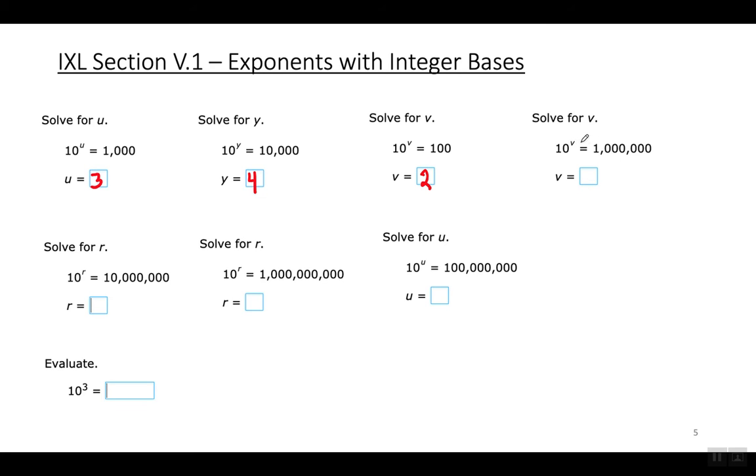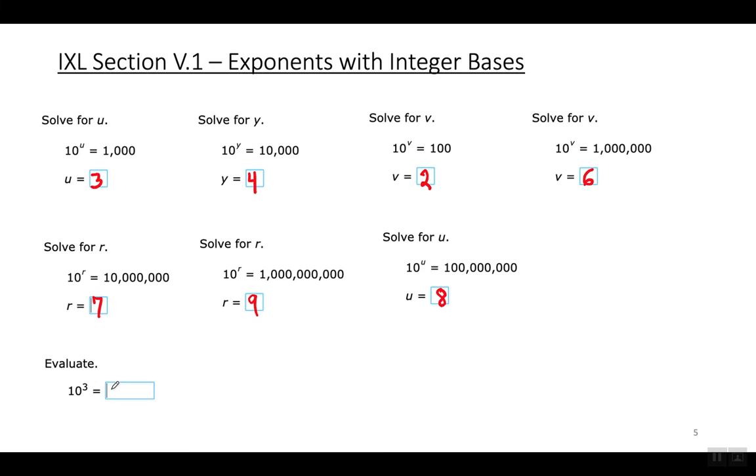Right here, 10 to the what power equals 1 million? There's 6 zeros, so it has to be 10 to the 6th power equals 1 million. 10 to the what power equals 10 million? 10 million, this has 7 zeros, so 10 to the 7th power. 10 to the what power equals 1 billion? There's 9 zeros, so 10 to the 9th power. 10 to the what power equals 100 million? There's 8 zeros, so 10 to the 8th power.